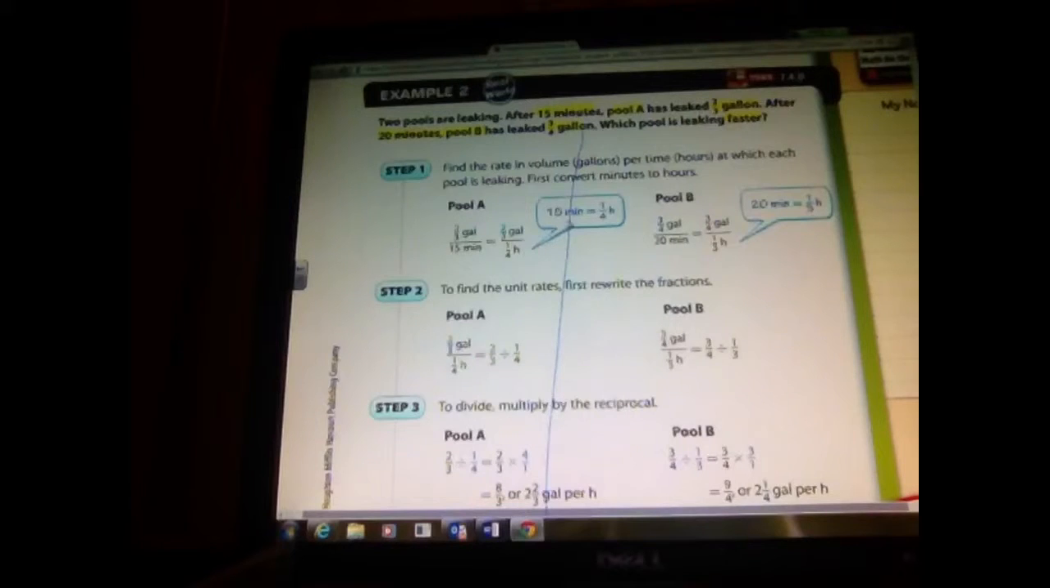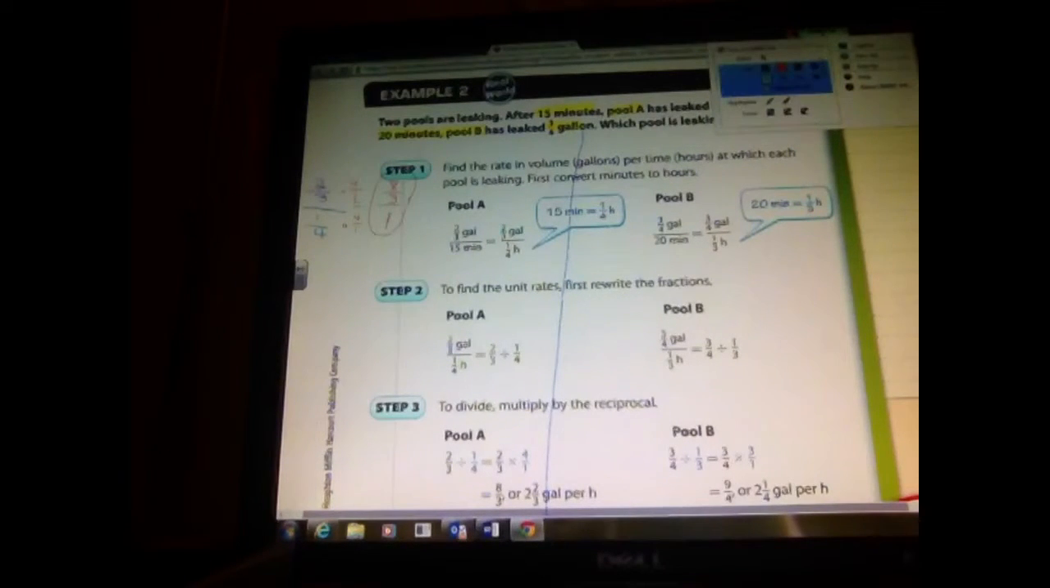So they tell us that 15 minutes is 1/4 of an hour. So I'm going to have 2/3 of a gallon in 1/4 of an hour. So I'm going to find this unit rate. I want to know how much it'll be leaking in 1 hour. So I'm going to multiply by the reciprocal. Two times 4 is 8. 3 times 1 is 3. And so pool A is doing 8/3 of a gallon per hour. Okay, I'm leaving it as a fraction for now because we're going to have to compare this at the end.